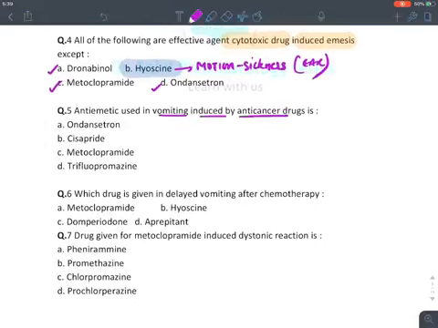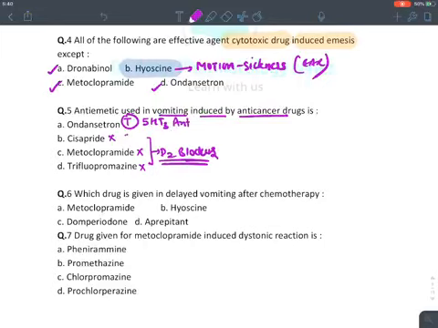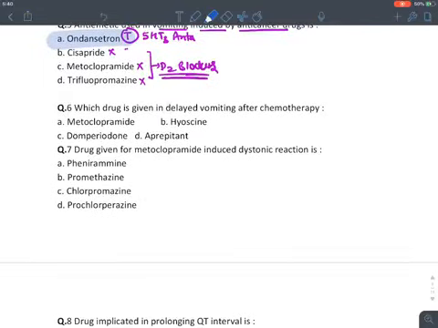Antiemetic used in vomiting induced by anti-cancer drug: ondansetron, it's absolutely true. Cisapride not used. It is a prokinetic drug. It is given for GERD and constipation. Same with metoclopramide. Trifluoperazine is an antipsychotic drug. They all are D2 blockers. D2 blockers are generally not used in chemotherapy induced nausea and vomiting. We give ondansetron, a 5-HT3 antagonist. So the answer is ondansetron.